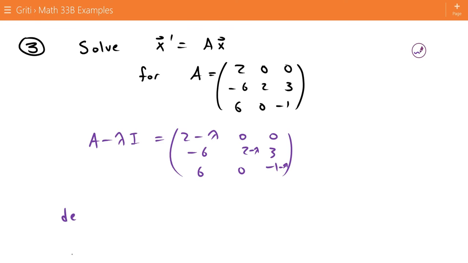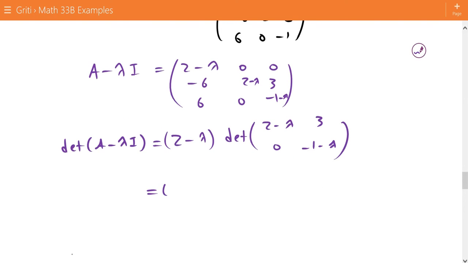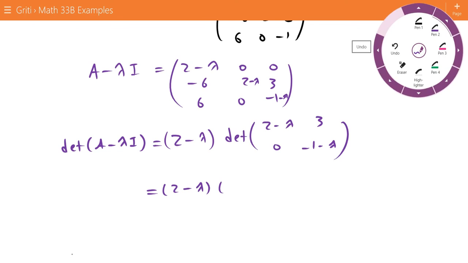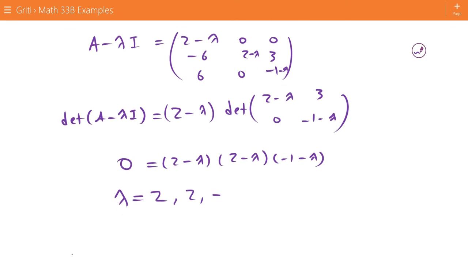We look at the determinant of this, and if we expand across the top, we just find that this is equal to 2 minus lambda times the determinant of [2 minus lambda, 0; 3, -1 minus lambda]. Expanding the second determinant out, we get 2 minus lambda times negative 1 minus lambda. And we set this equal to 0, so that gives us eigenvalues of 2 repeated twice, and negative 1.